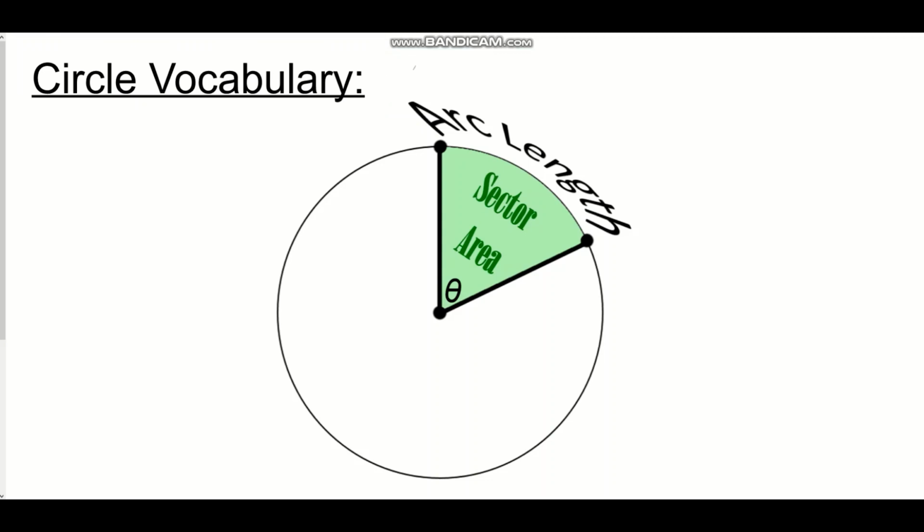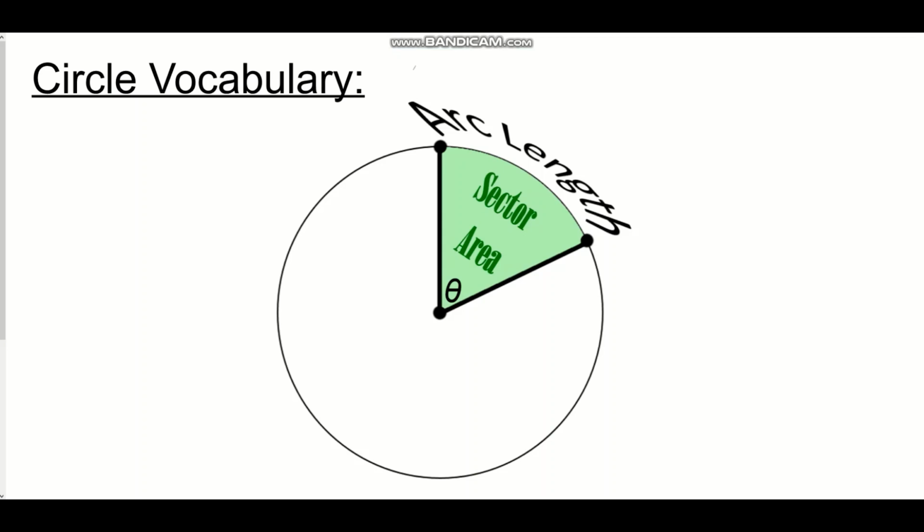So just a little bit of circle vocabulary. An arc length is a distance around the outside, the circumference of a circle, but only part of that circle. A sector area is the same thing. It's the area of only a part of the circle. This sector area here is highlighted in green, so you can see exactly the area that it covers.